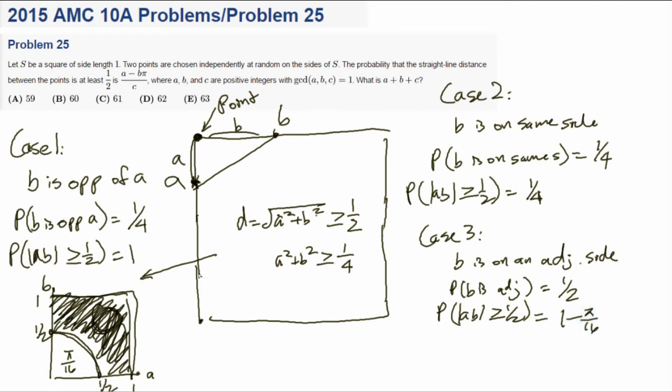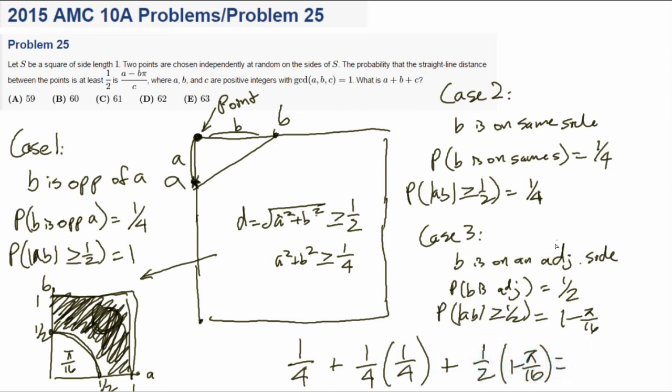I think we have everything we need now. So case 1, B is opposite of A. That's a chance of 1/4, so that's 1/4. Case 2, B is on the same side as A. That's 1/4, and then the probability that the distance is greater than 1/2 is you have to multiply that by 1/4. Case 3, it's adjacent. Let me just calculate this right now. So it's 5/16 plus 8/16 minus 2 pi over 16.